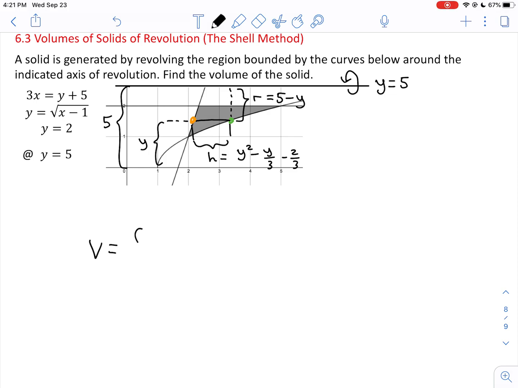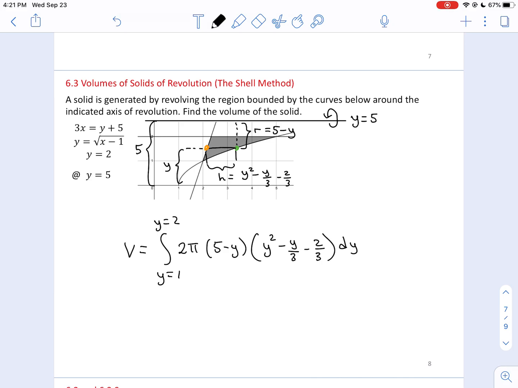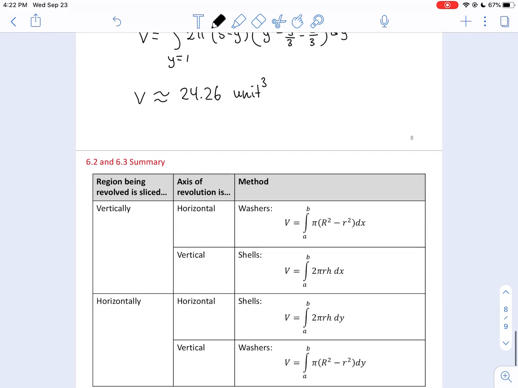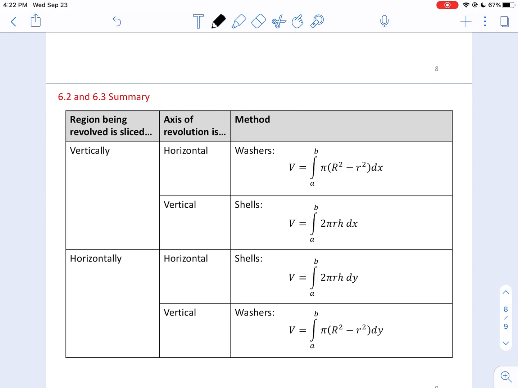And so let's do our setup. Volume will be an integral from y equals 1 to y equals 2, 2 pi times the radius, which is 5 minus y, times the height, which is y squared minus y thirds minus 2 thirds, and then dy. And this time you get an answer. The volume is going to be about 24.26 cubic units. The last slide is just a summary as far as washers and shells and discs are concerned.